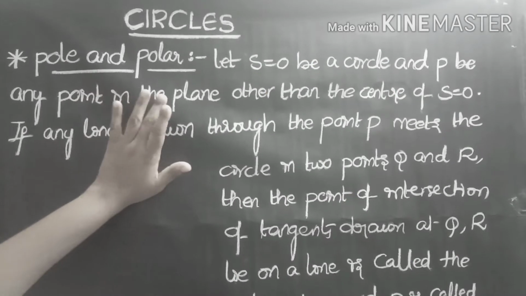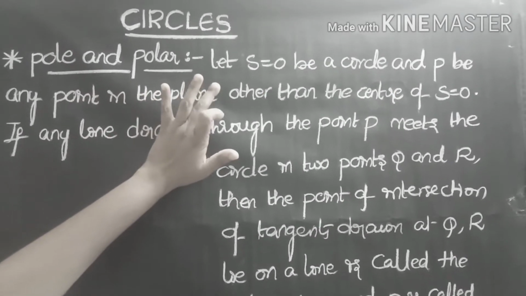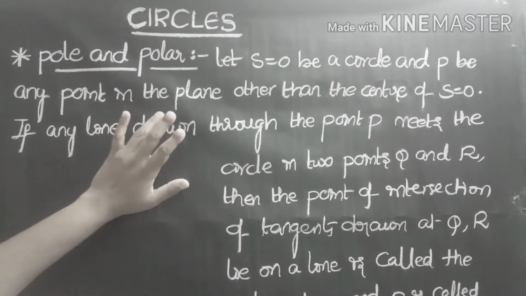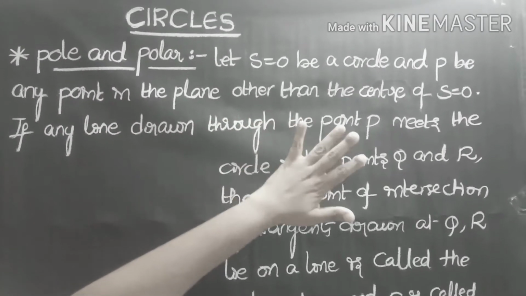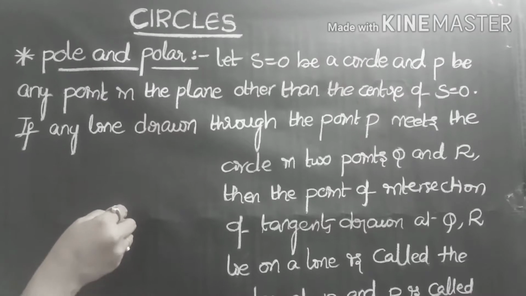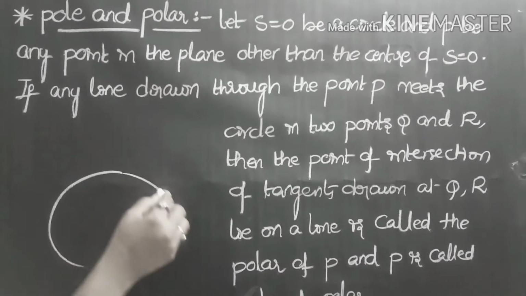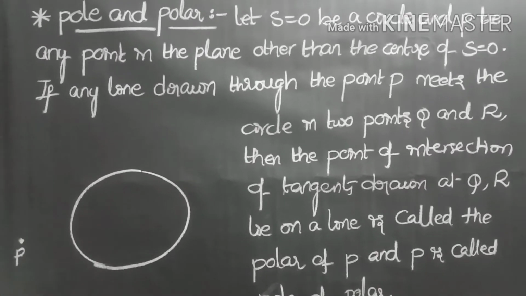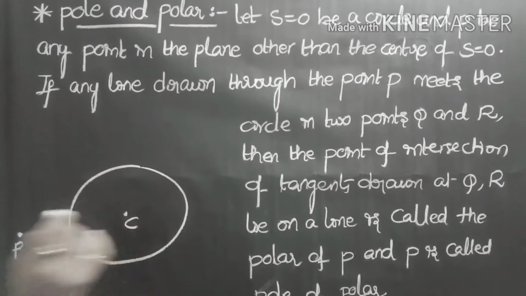Next concept is pole and polar. First we take one circle, S equals 0, and we take one point P, which is any point in the plane other than the center of the circle S equals 0. So first here we take one circle, and we take one point P. Here C is the center of the circle.